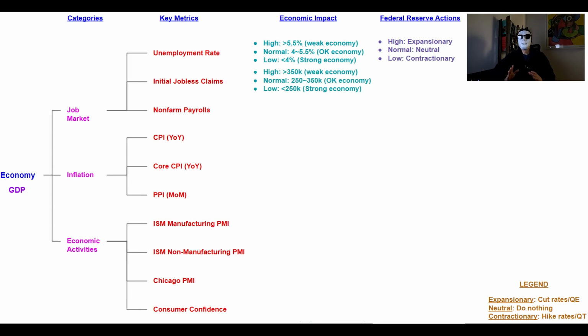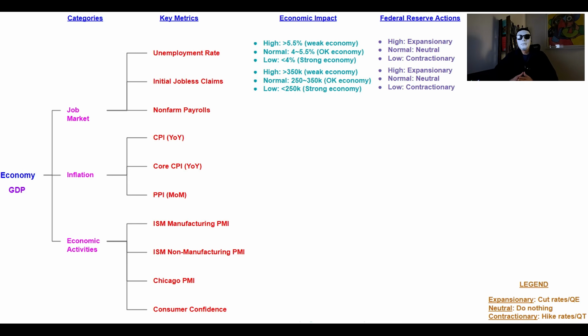Now, in recent months, this number was consistently below 250,000, and this is why the Fed was assuming that the job market is too hot to decrease the interest rate, although they changed their stance at the Jackson Hole. Now, just like the unemployment rate, the Federal Reserve's potential actions are the same. If more people are losing jobs, the Fed's actions will be expansionary, and if less people are losing jobs, the Fed's actions will be contractionary.